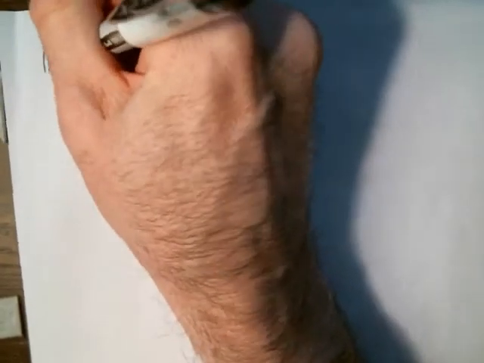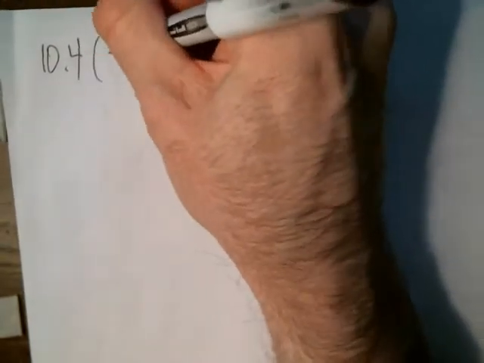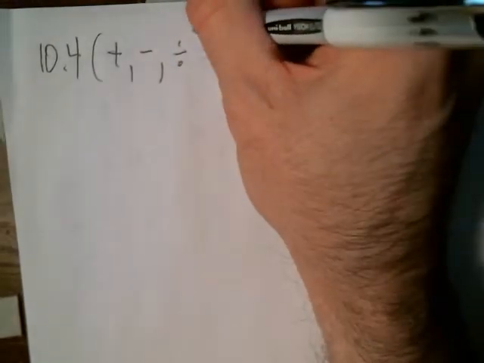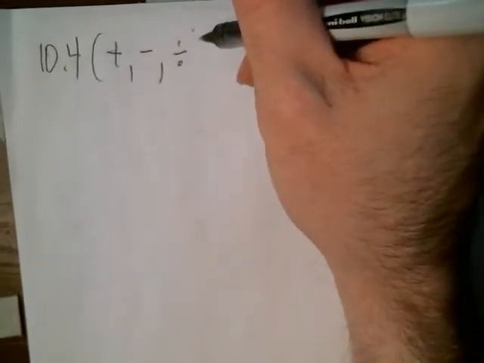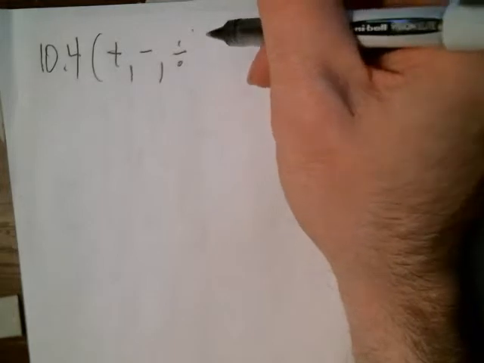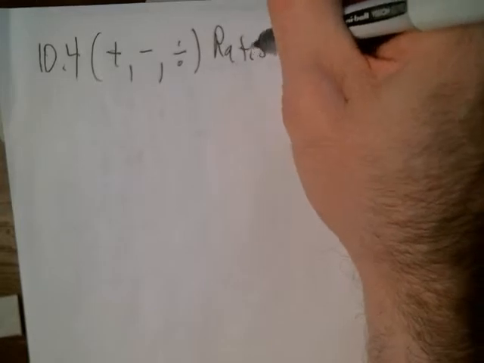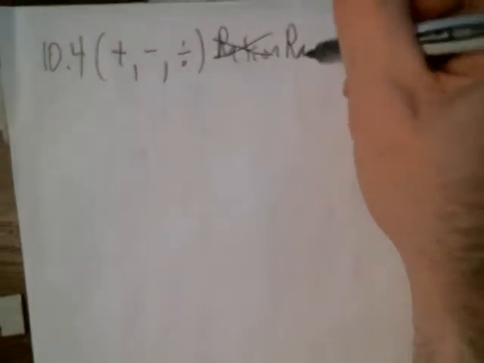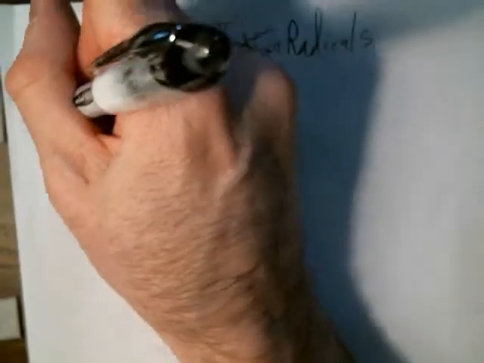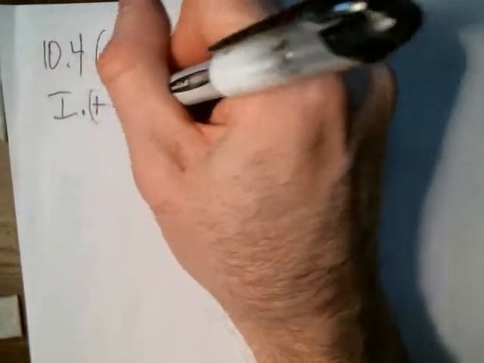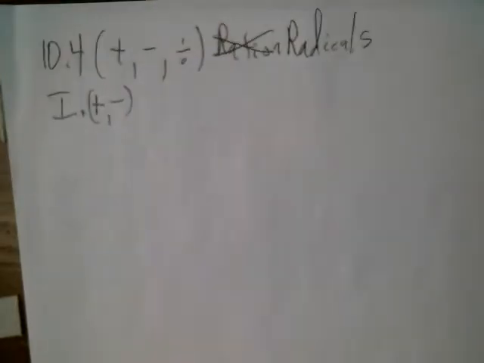Okay, welcome back. We're working at 10.4 now. We want to add, subtract, and divide rational expressions. Or radical, again, so used to saying rational. Okay, so first we'll deal with addition and subtraction, and addition and subtraction is pretty easy.